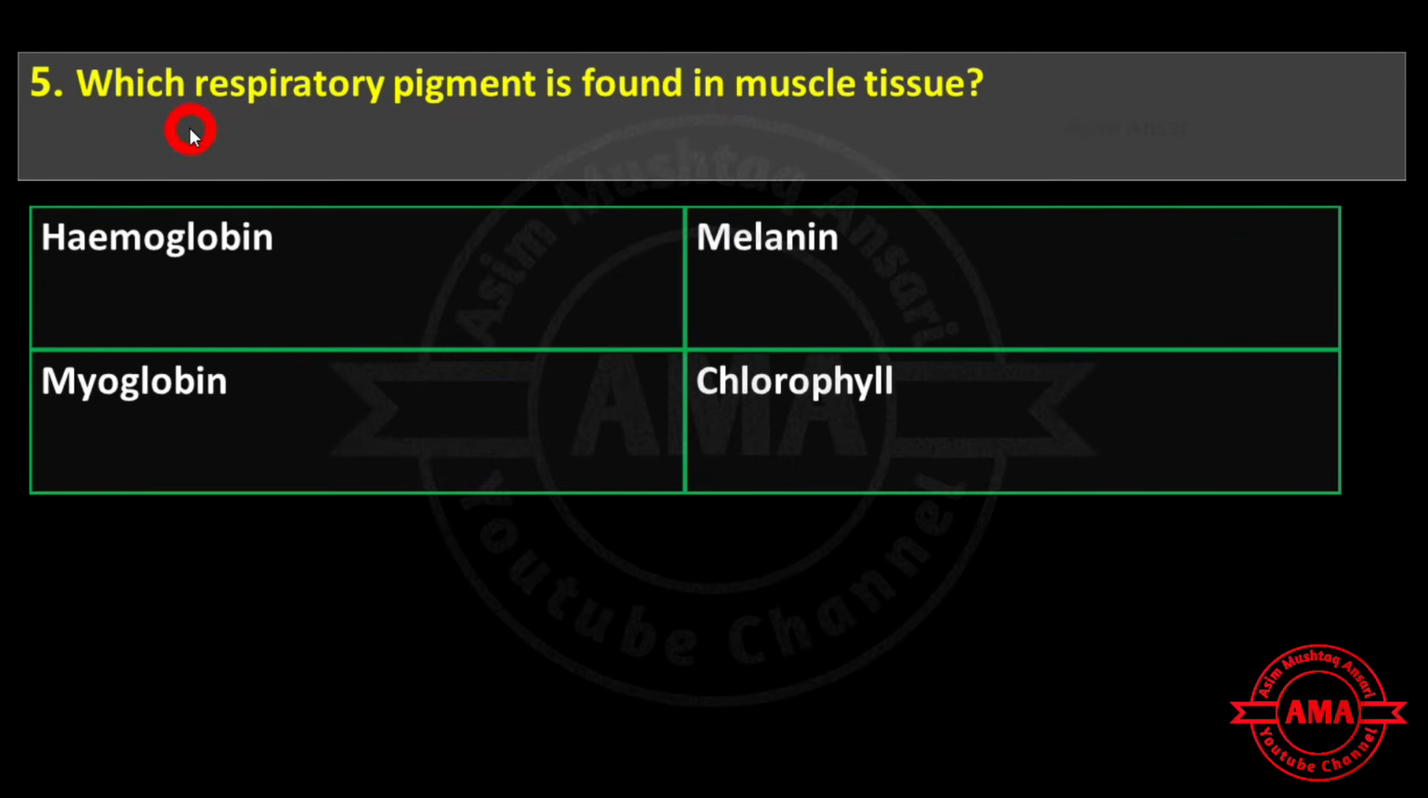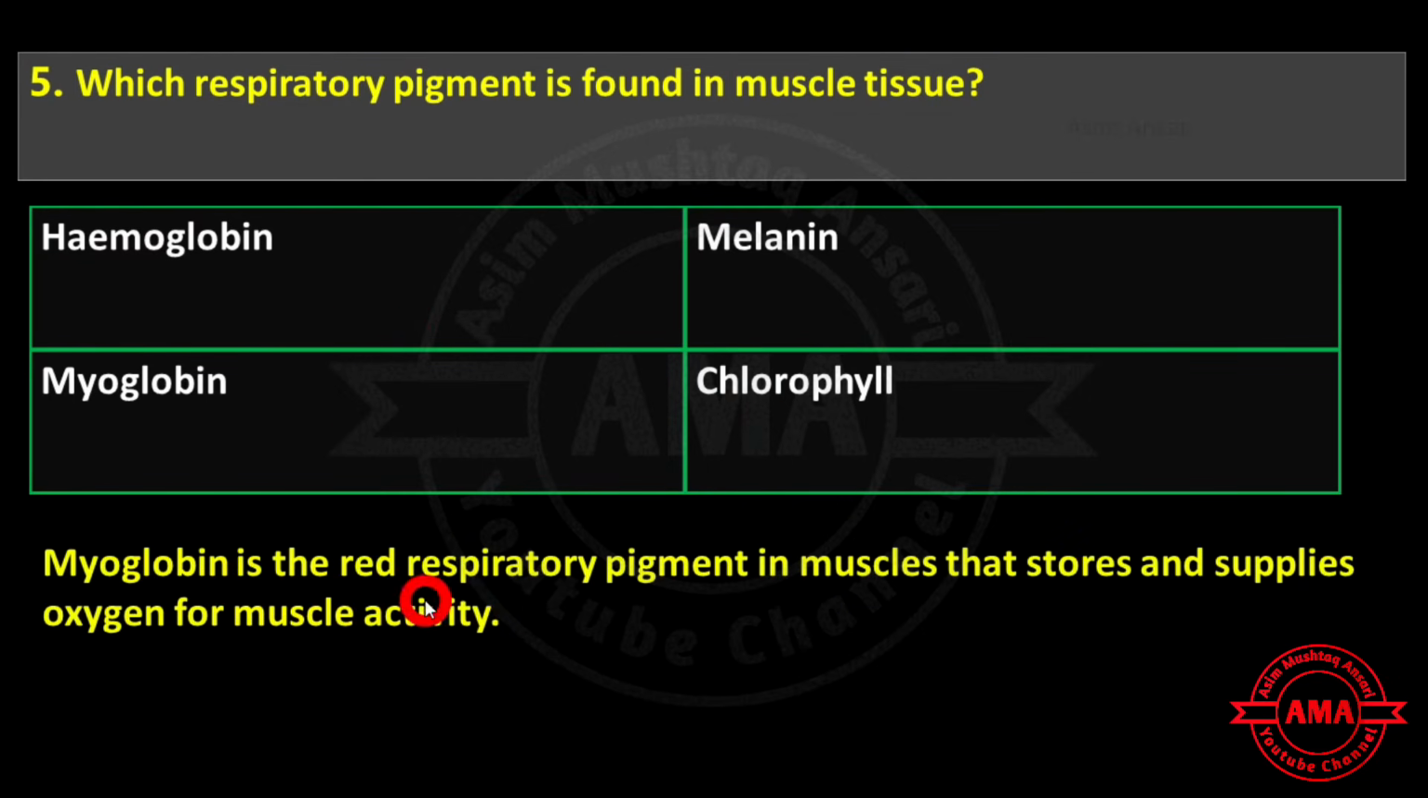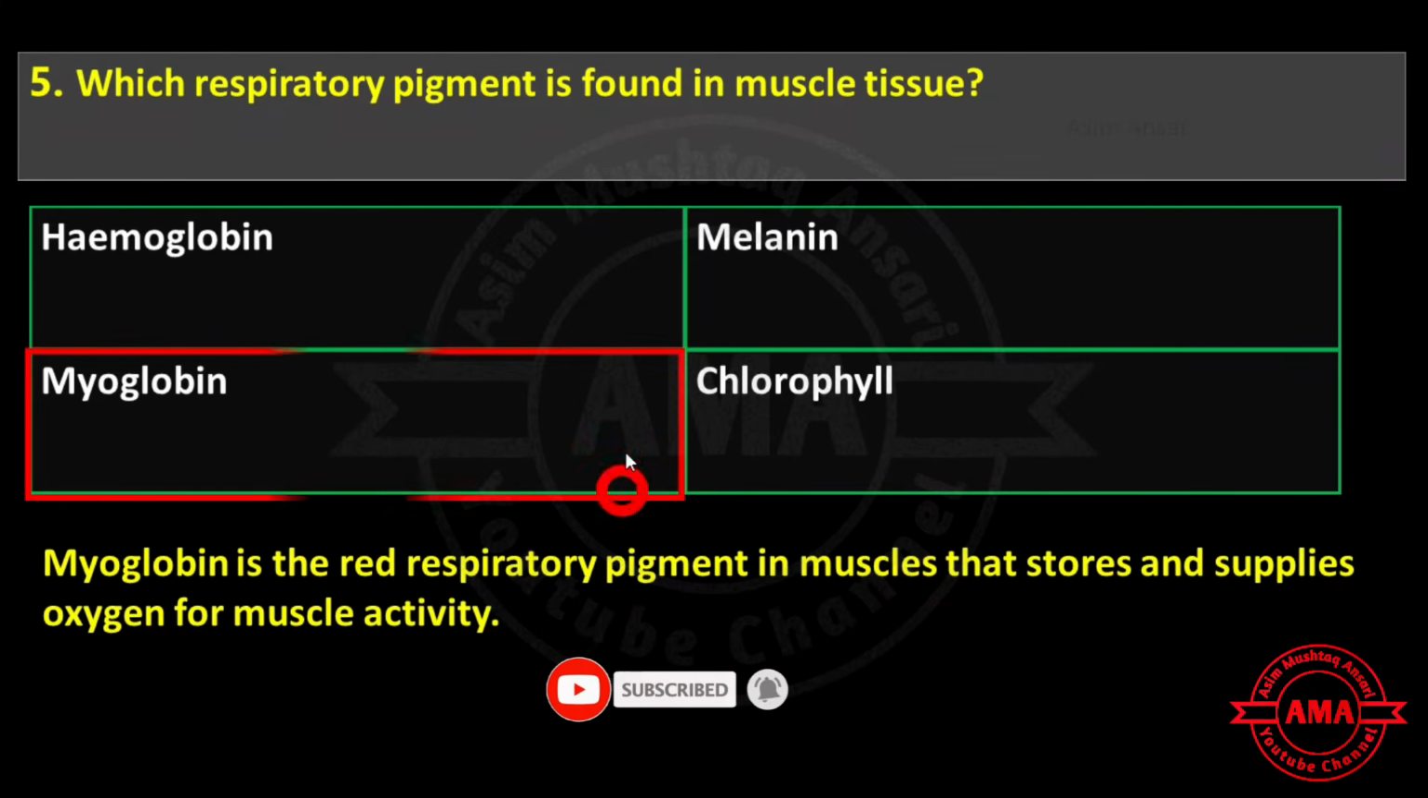Next is: which respiratory pigment is found in muscle tissues? Hemoglobin, melanin, myoglobin or chlorophyll? Myoglobin is the red respiratory pigment in the muscles that stores and supplies oxygen for muscle activity. So the exact answer is myoglobin.